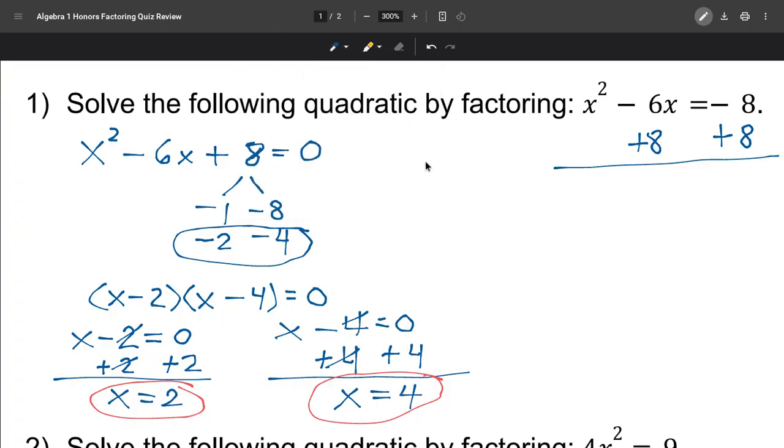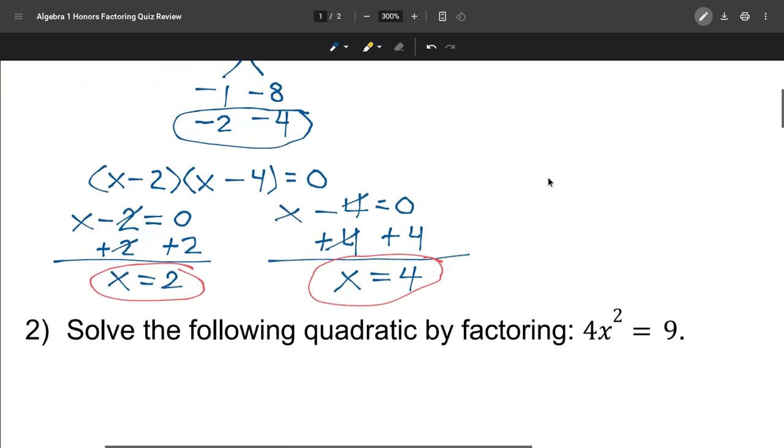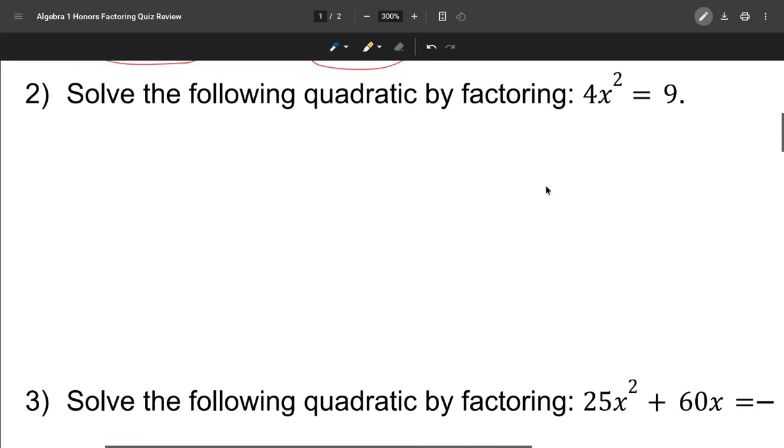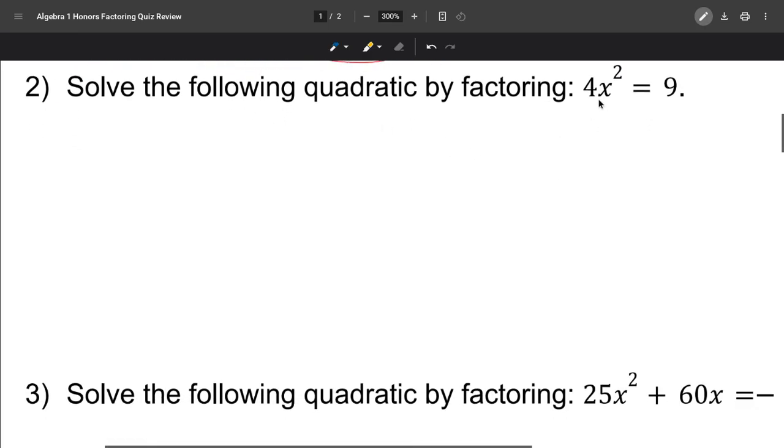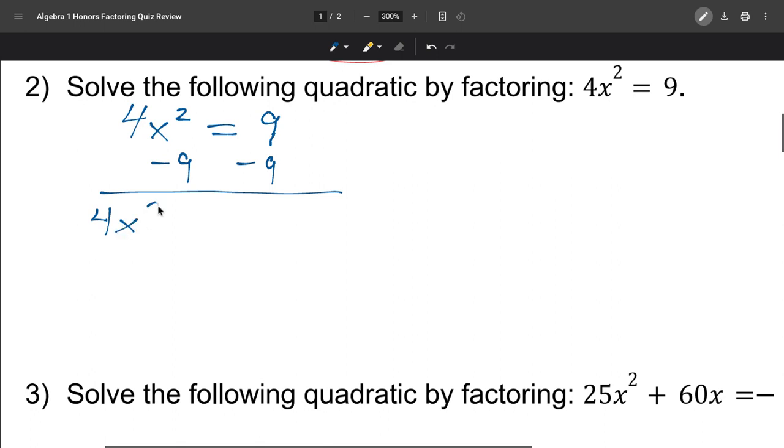All right, let's go to problem 2. So we're going to solve by factoring. We've got 4x squared equals 9. So let's just write this over here. Okay, so first step, I want to get one side equal to 0, so I'm going to subtract 9 from both sides. And we get 4x squared minus 9 equals 0.